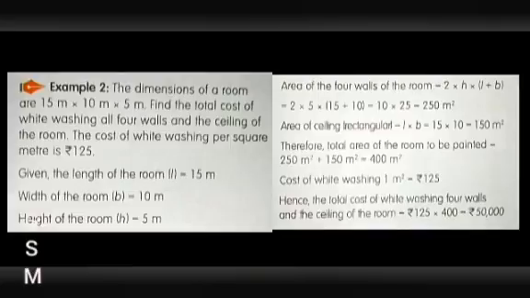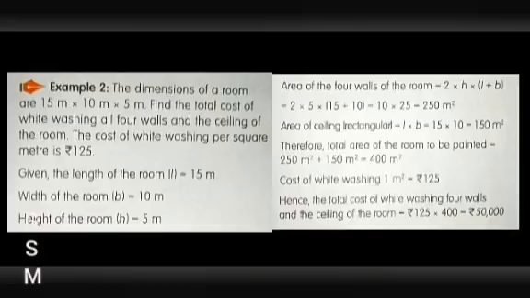Next example: the dimensions of a room are 15 meter into 10 meter into 5 meter. Find the total cost of whitewashing all 4 walls and the ceiling of the room. The cost of whitewashing per square meter is 125 rupees. Given the length of the room L is 15 meter, width of the room breadth B is equal to 10 meter and height of the room H equal to 5 meter.